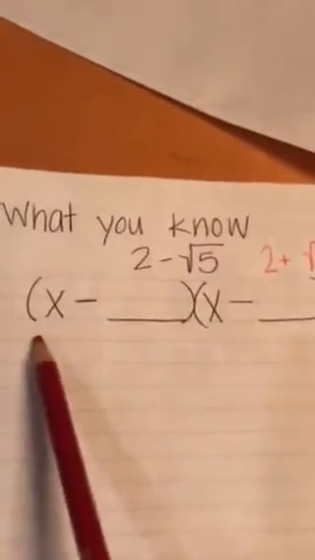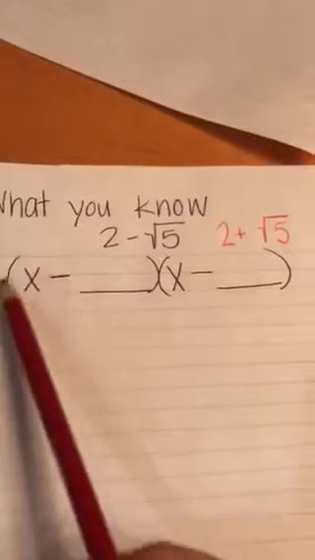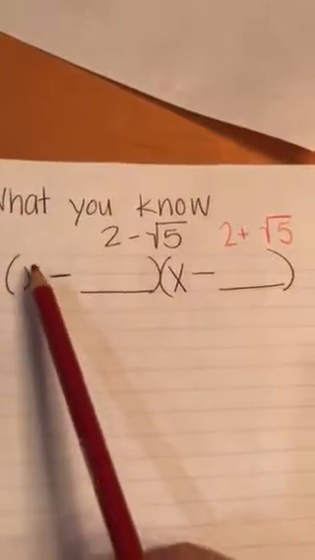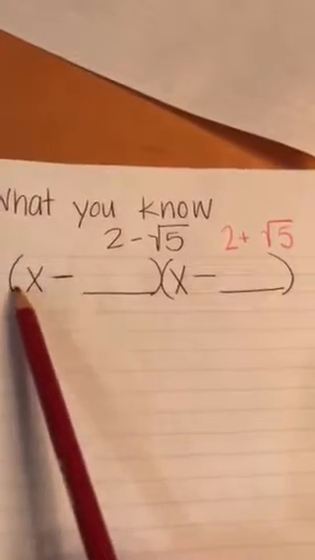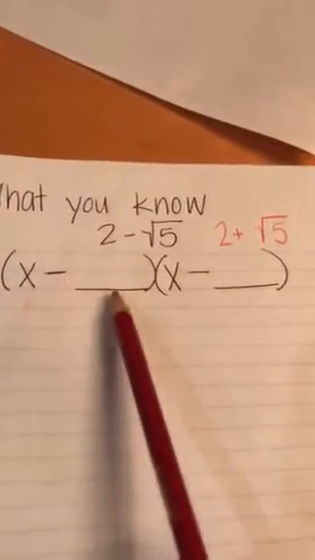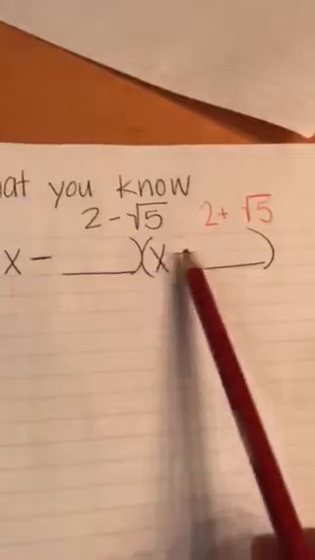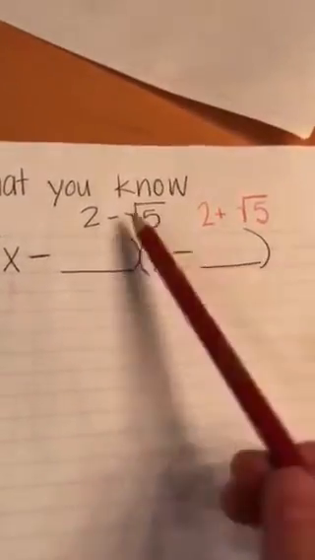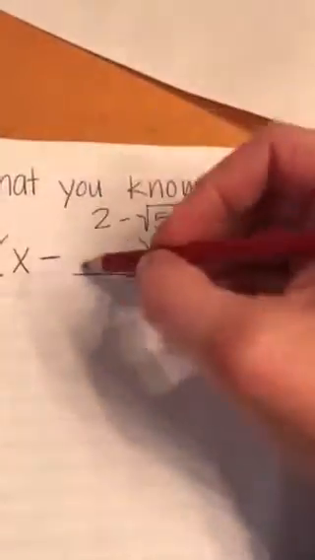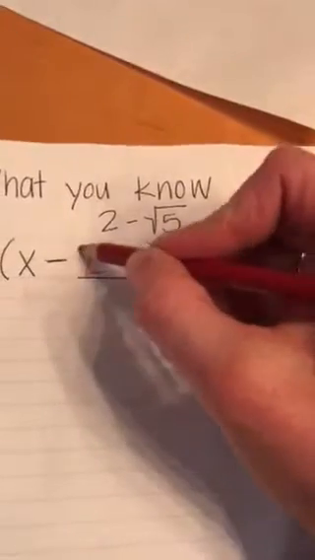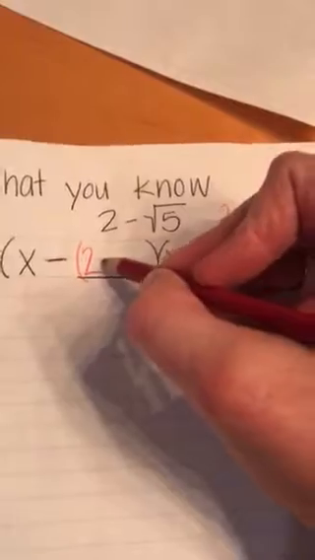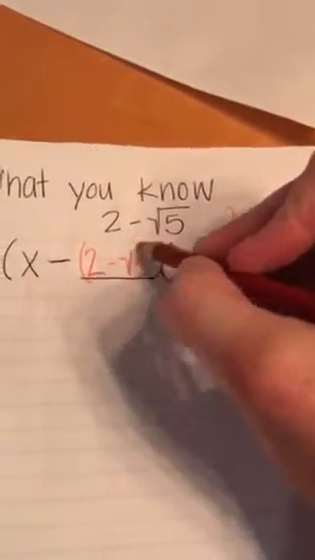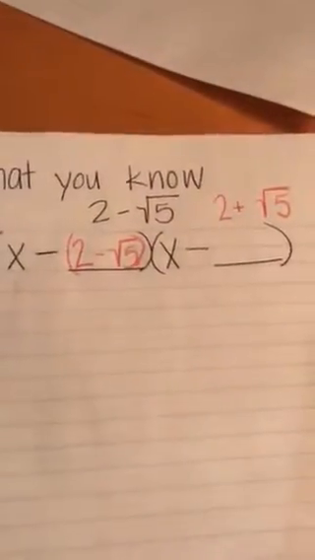I always know that if I have a 0, I can make the equation, it's always x minus, because here's where that 0 goes. So my original equation is x minus, and I plug something in here. Then x minus, and I plug something in here. Since I know this is a 0, I'm going to put 2 minus the square root of 5, kind of a parentheses inside a parentheses.